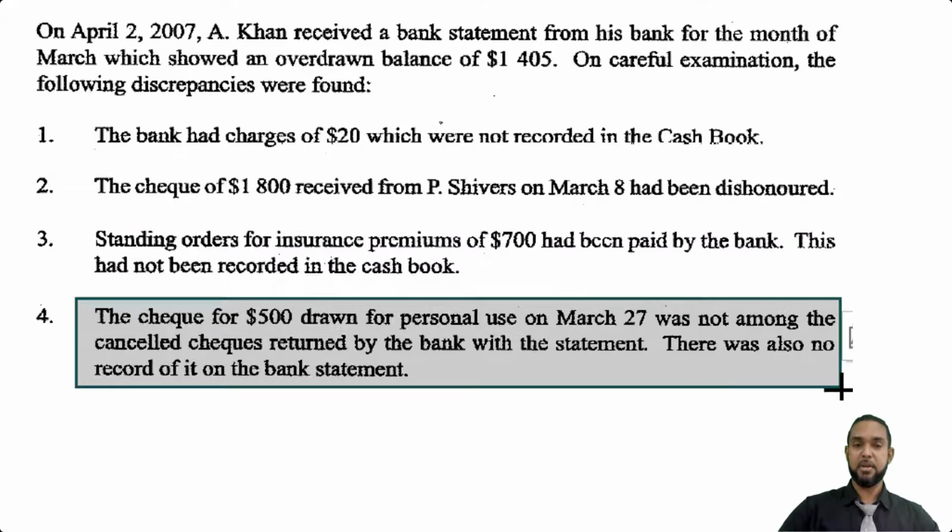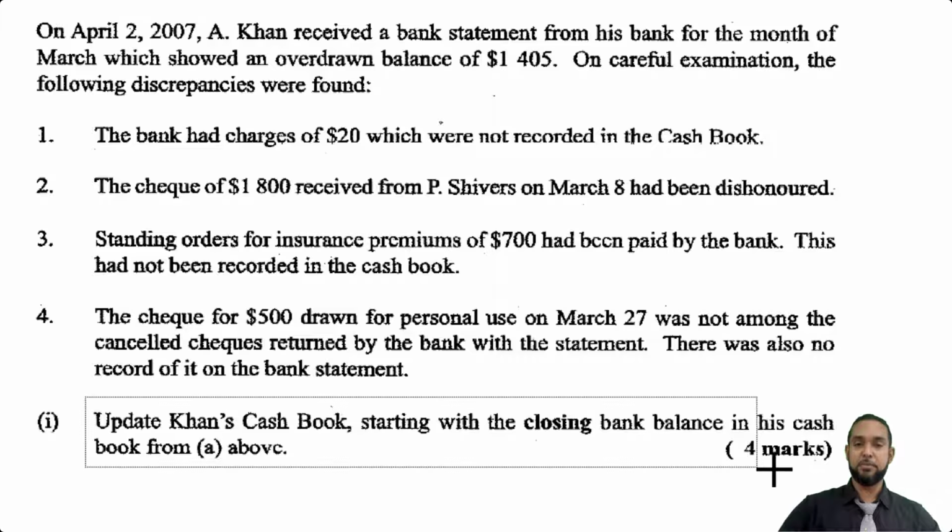This last item here, the check for $500 drawn for personal use on March 27 was not among the cancelled checks returned by the bank with the statement. There was also no record of it on the bank statement, which means it's an unpresented check. So the owner wrote himself a check but did not cash it, did not go to his bank and put it in and get the money from the business's bank account. So that's an unpresented check, and that's going to be put in the bank reconciliation statement.